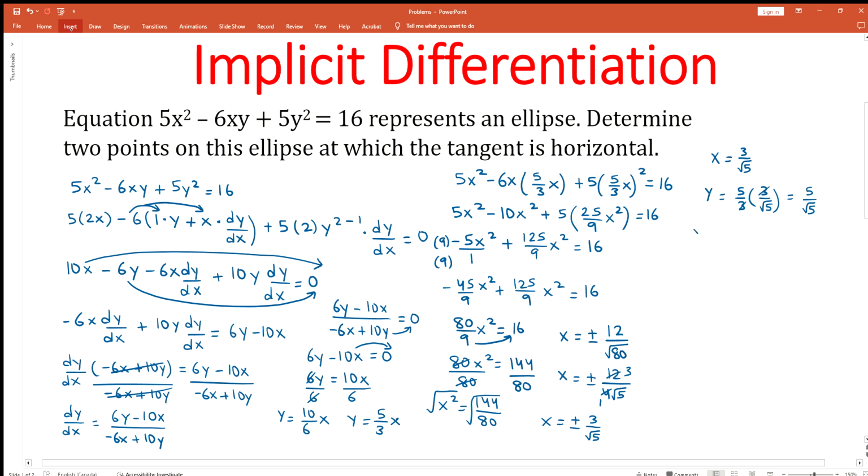We can simplify this fraction by writing 5 as square root 5 times square root 5. We can cancel out a square root 5 from numerator and denominator. I get y equals square root 5. So the first point at which the tangent is horizontal to the given ellipse is 3 over square root 5, comma, square root 5.